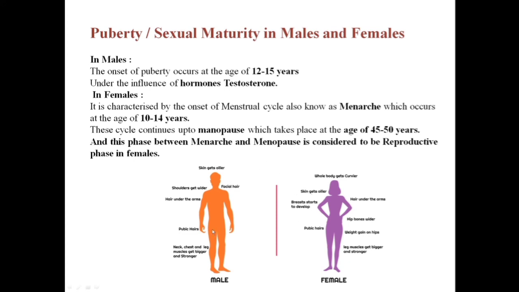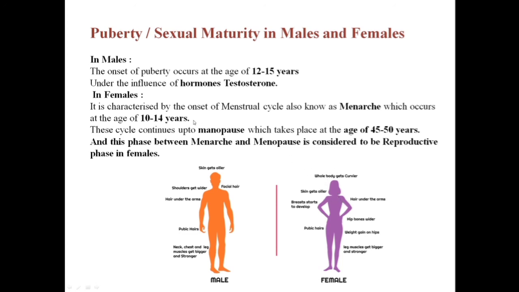Also, like males, there are some sexual characters observed in females, that is the curves in the body. The hip bone becomes wider, that is the pelvic region, as the female reproductive part develops. Then the breast starts developing, and the leg muscles get bigger and stronger. There is more weight gain, and the skin becomes oilier. This is the most common thing seen in all teenagers at the onset of puberty, that the skin gets oilier and they have acne issues.